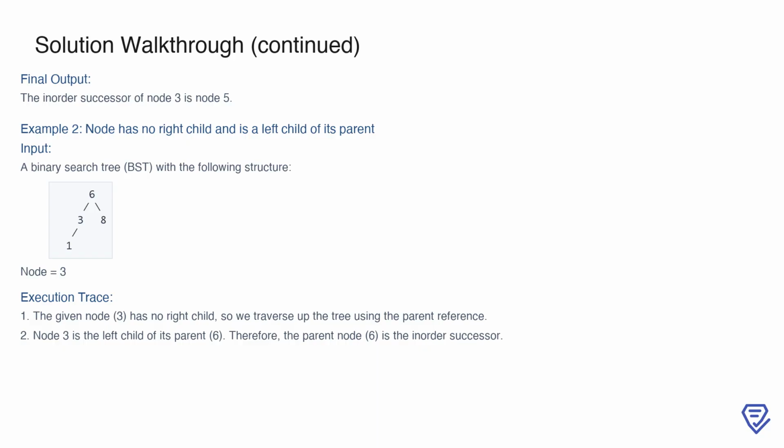Since node 3 does not have a right child, we cannot look into its right subtree. Instead, we follow the parent references to move up the tree. Node 3 is the left child of its parent, which is node 6. According to the algorithm, when a node is the left child of its parent, the parent is the Inorder successor. Therefore, node 6 becomes the Inorder successor of node 3.